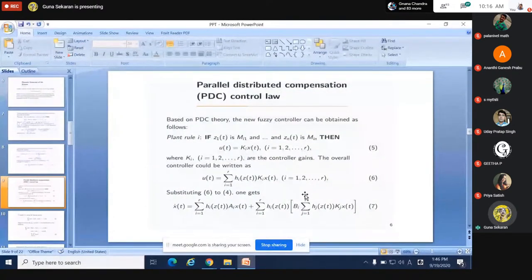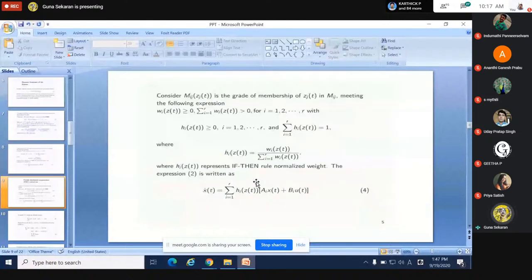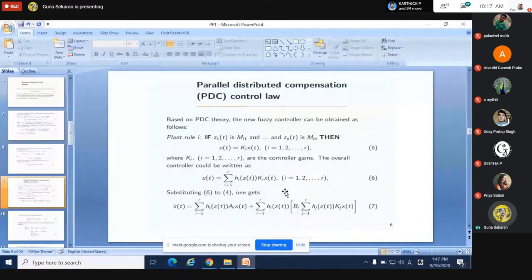Now we introduce the parallel distributed compensation control law. This uses the same fuzzy logic approach, with the control input u of t equal to Ki x of t. Using this Ki x of t with the normalized fuzzy membership values, u of t equal to the summation i 1 to R of hi of z of t Ki x of t. When this fuzzy control input is applied to system 4, then system 7 is the closed loop system. That means two types of index here. The i ranges are similar, but here the input gain matrices are different, so we can introduce another index j, because A and Bi are the same while K is different. So we can introduce the two indices i and j.